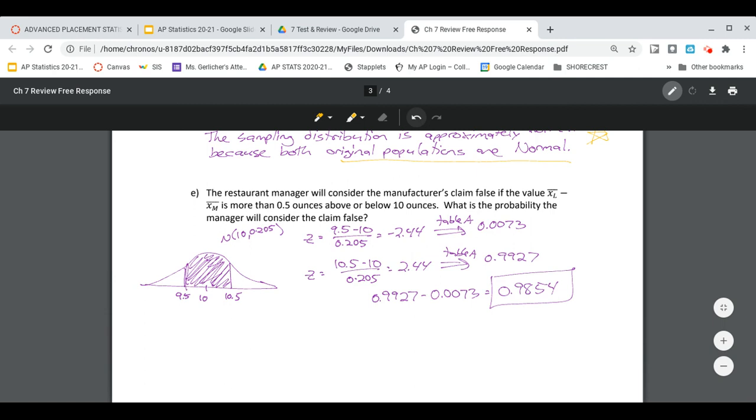Okay, so we want to know if we're beyond, ooh, I made a mistake. So what's the probability the manager will consider the claim false? So if it is outside of 9.5 or 10.5 ounces, that is a broken machine. That difference is too big between them.